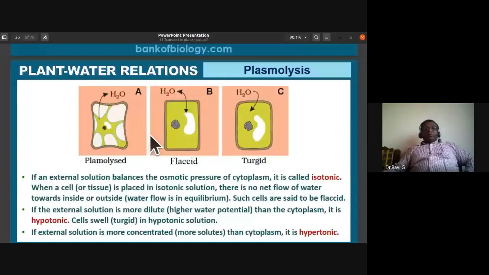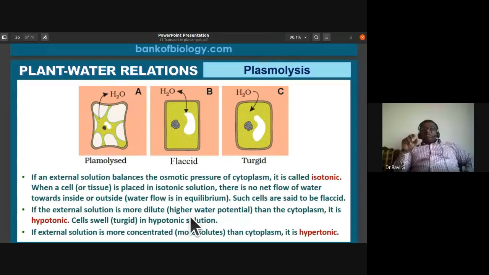So if an external solution balances the osmotic pressure of cytoplasm, it is called isotonic. This is another good way of defining it. When a cell or tissue is placed in isotonic solution, there is no net flow of water either inside or outside. Water flow is in equilibrium. Such cells are said to be flaccid.